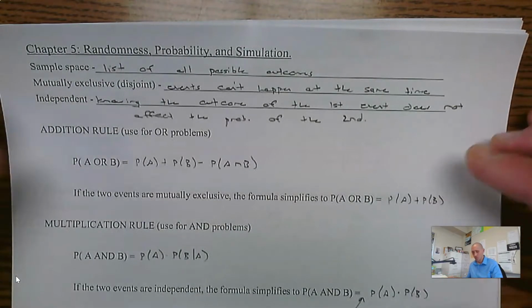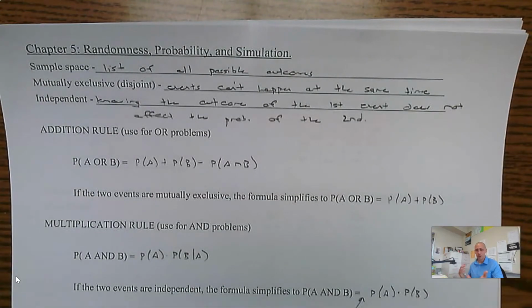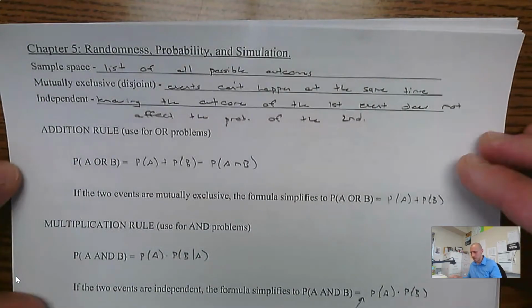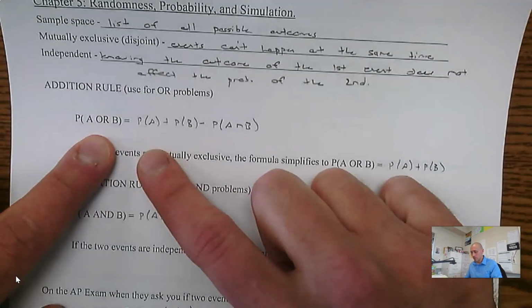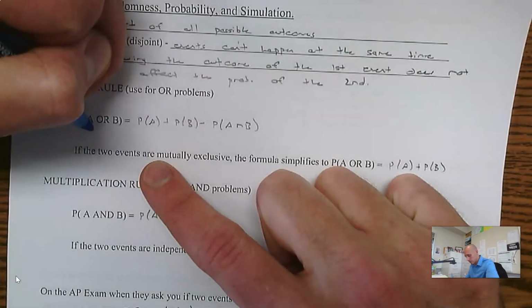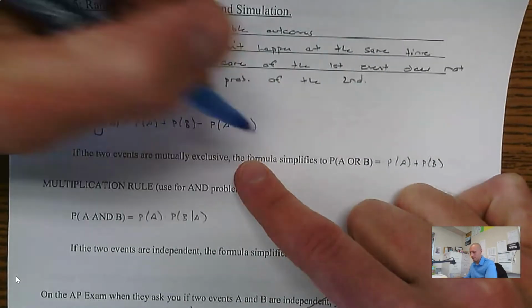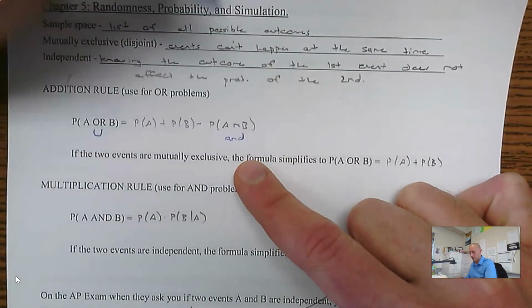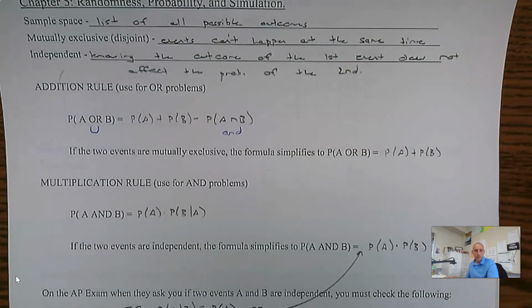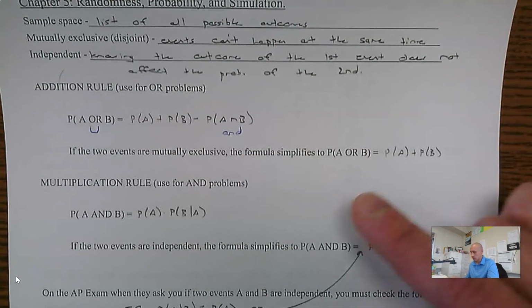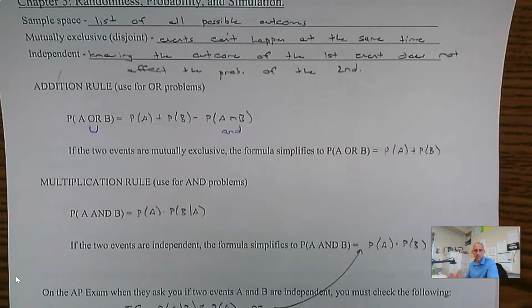So a couple of formulas. We didn't use formulas too much during the unit, so I wouldn't really stress these, but totally up to you. The probability of A or B, or would be your union symbol, is the probability of A plus the probability of B minus the probability of A and B. If you have mutually exclusive or disjoint events, you can add the probabilities because there's no overlap.